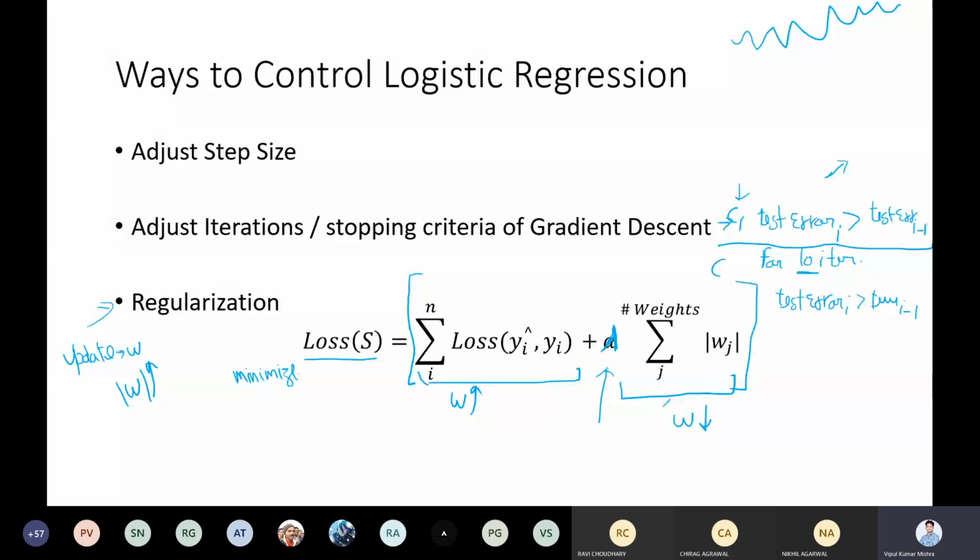Then we have seen these two terminologies. This is the way to handle overfit. One way is to adjust the step size. Why is step size important? Definitely it's either overfit or underfit. If your step size is high, then instead of converging, it will diverge. When you say step size, you are talking about the alpha, because that controls the step size.